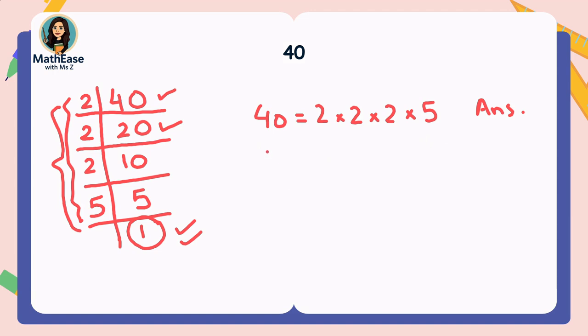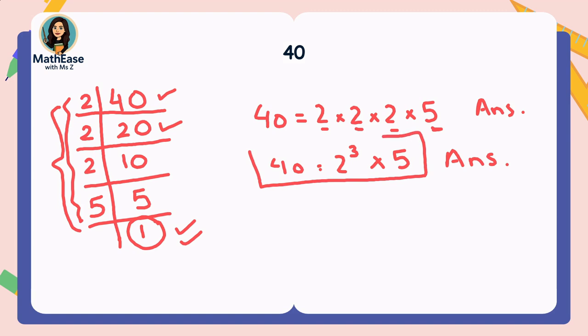Without going into the details of this weird word, let me just show you a simple way of how you can do this. Count how many 2's there are. 1, 2, 3. Now write down 2 and put a small 3 on top. Since there's only one 5, you won't really have to do anything with it. So in the end, your answer is going to be 40 is equal to 2 raised to the power of 3 multiplied by 5. And there you have it.